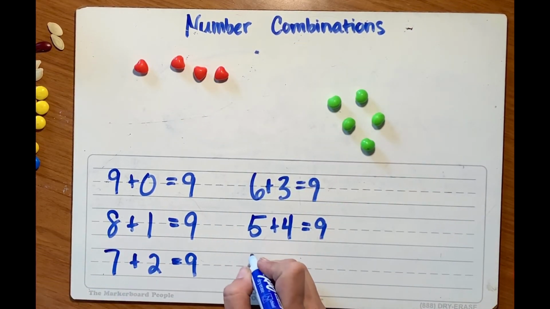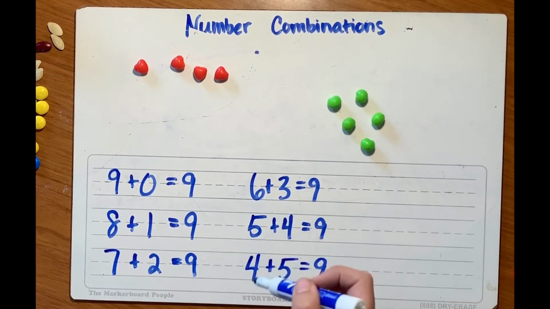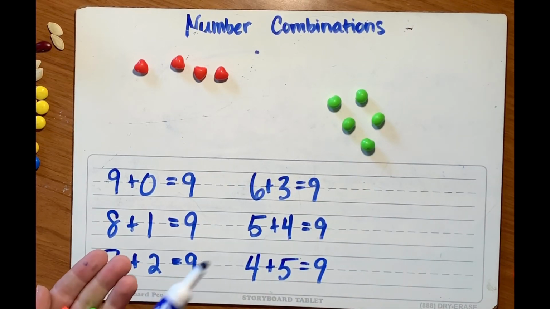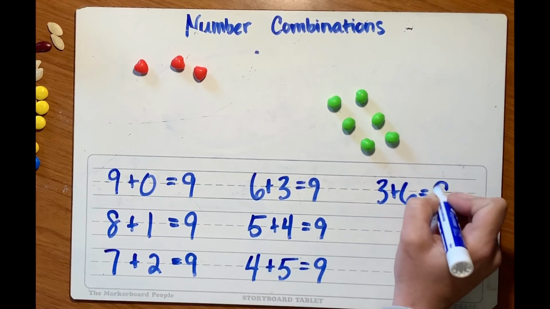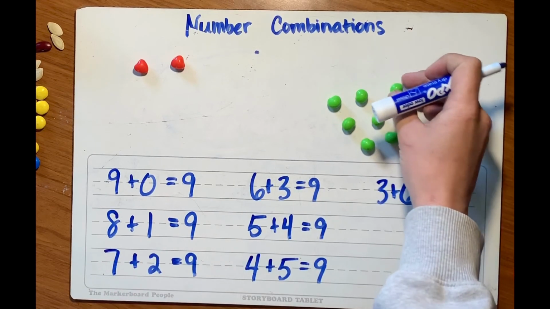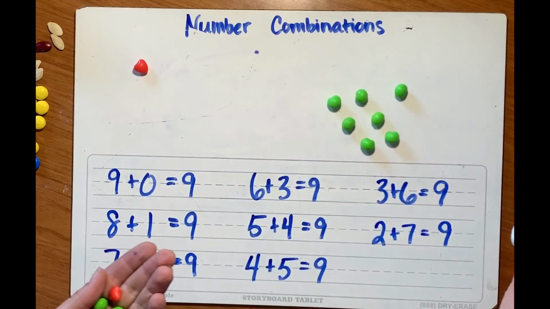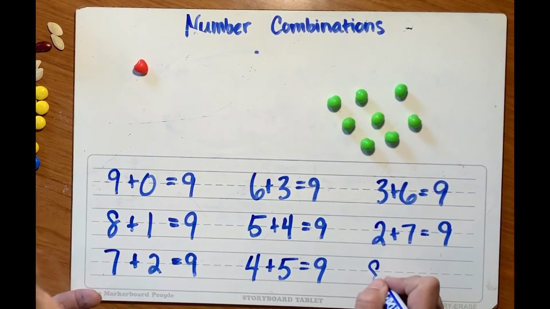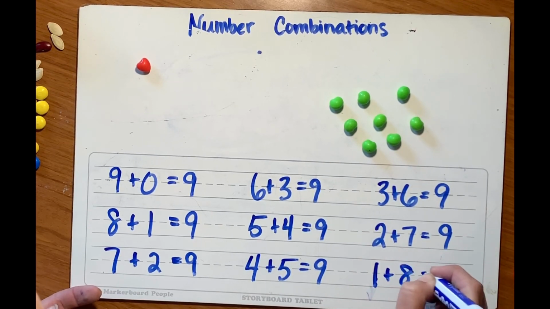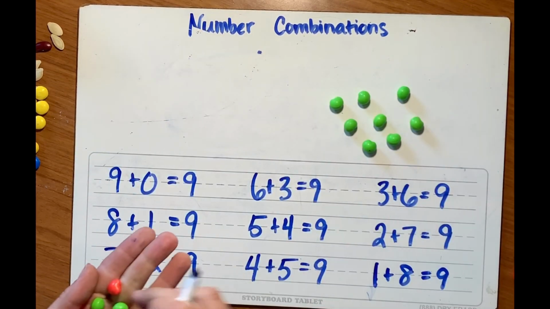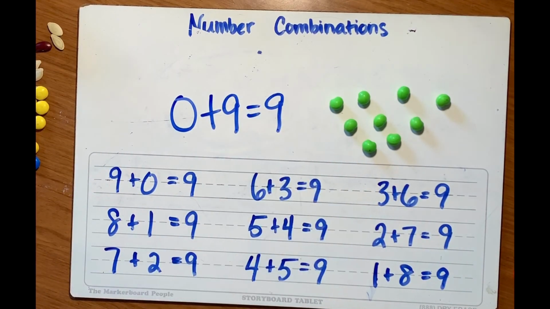Do the same one in reverse. 4 plus 5 equals 9. And just like that is reversed, the rest of them are all the same. So we're just going to work our way backwards. So we will have 3 plus 6, 2 plus 7 equals 9, 1 plus 8, and finally 0 plus 9 equals 9.